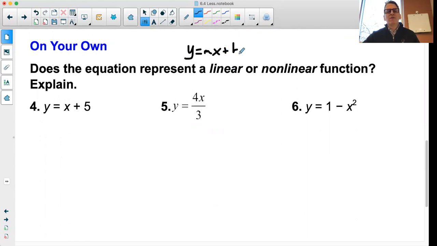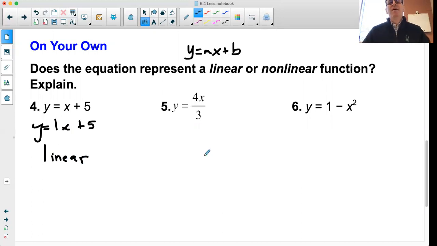All right, so this first one, it's like a blinking light. It's right out there. If this is slope-intercept, you've got y equals 1, which is just the slope, times x plus 5, which is the intercept. So the answer there is linear.